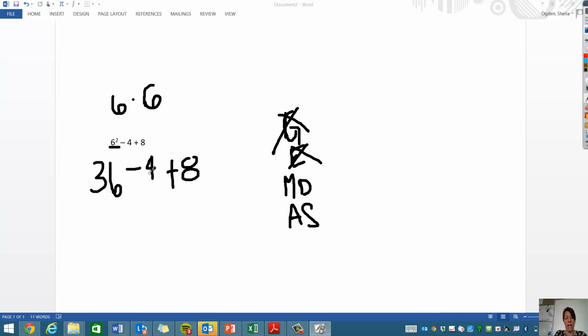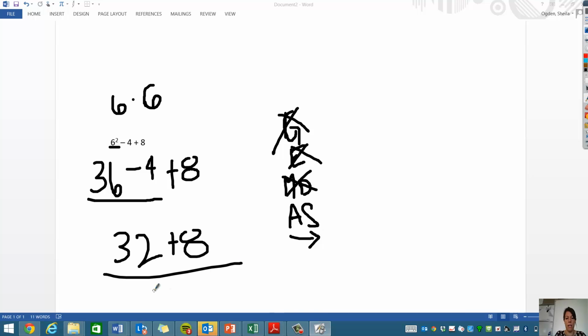Well, I have 36 minus 4, and I have 4 plus 8. There is no multiplication or division here, so I'm going to go with adding and subtracting. Again, I do not add before I subtract. I go from left to right. So the first addition subtraction problem that I see is 36 minus 4. 36 minus 4 is 32. And then I bring down my plus 8, just like normal. 32 plus 8. Okay, you can just line them up, but you're going to get 40.